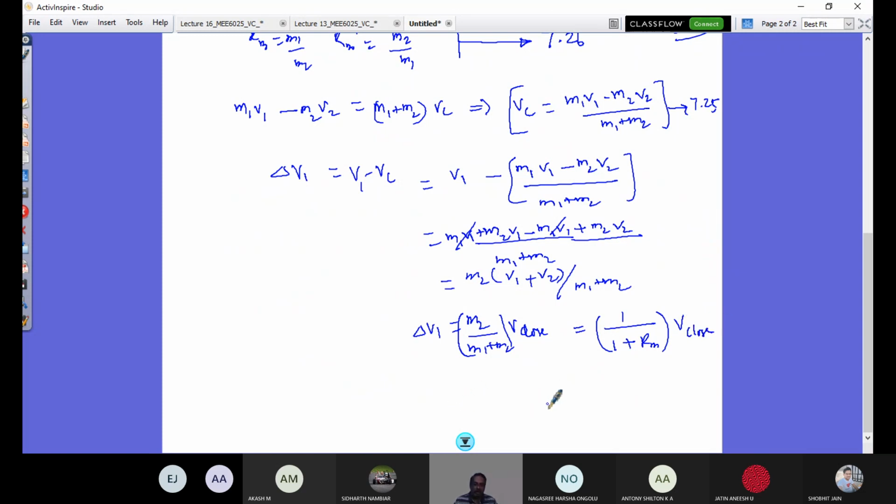What is delta V, right? And similarly, I can get my expression for delta V2. What was that expression? It is Vc plus V2. Like I substituted Vc, I can substitute here and I can prove this finally to be 1 by 1 plus Rm dash into V close. So what is Rm dash? It's M2 by M1. What is Rm? It's M1 by M2, right? So these two equations, as per the textbook, are equation number 7.27.